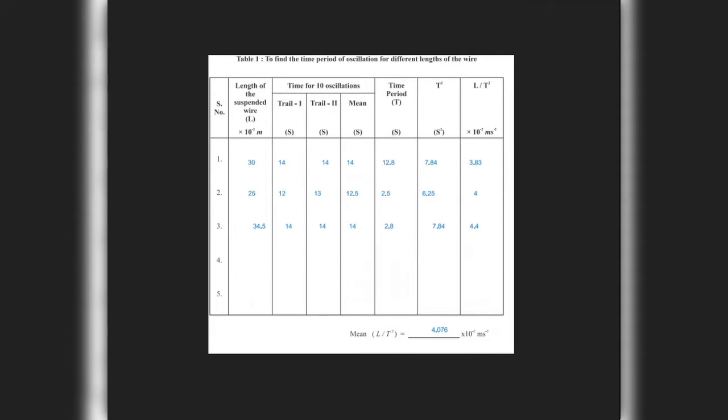First we need to find L by T square. For that we find the time period of oscillation for different lengths of the wire. For example, let's measure the length of the wire and calculate the time period for 5 oscillations. Repeat the same twice and take the mean of the time period, and we can calculate T square. By T square we can calculate L by T square. Continue the same methodology 3 to 5 times and take the mean of L by T square.